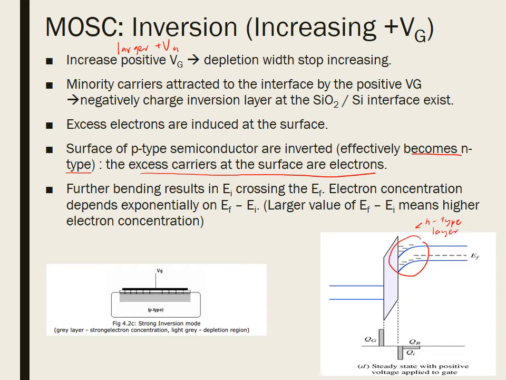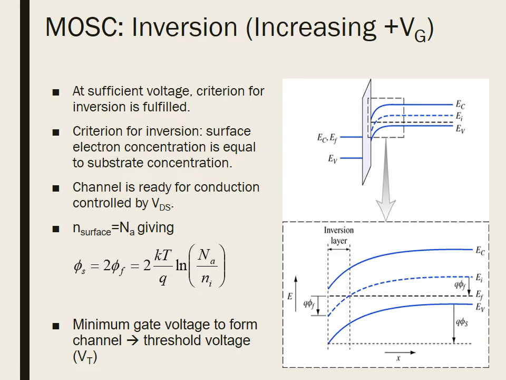The further downward bending results in Ei crossing the Ef. The electron concentration depends exponentially on Ef minus Ei, meaning that a larger value of Ef minus Ei means higher electron concentration. At a sufficient voltage, the surface electron concentration is equal to the substrate concentration, which is the criterion for inversion. This minimum voltage that is sufficient to form a channel is called threshold voltage, Vt. The channel is now ready for conduction, of which the flow of the carriers in the channel is controlled by Vds.